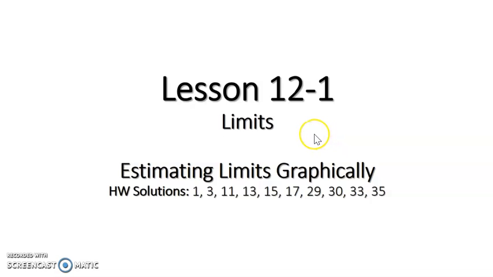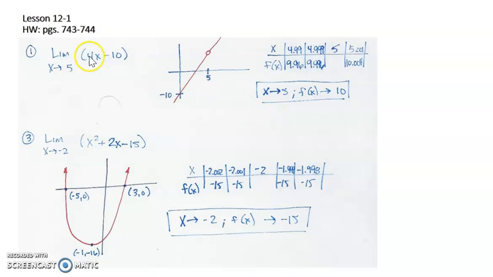All right, class, let's work through 12-1 homework, estimating limits graphically. Hopefully the first couple of problems are pretty straightforward for you. You can punch these into your calculator. You can graph them manually, but just remember this is the limit of 4x minus 10 as x approaches 5.